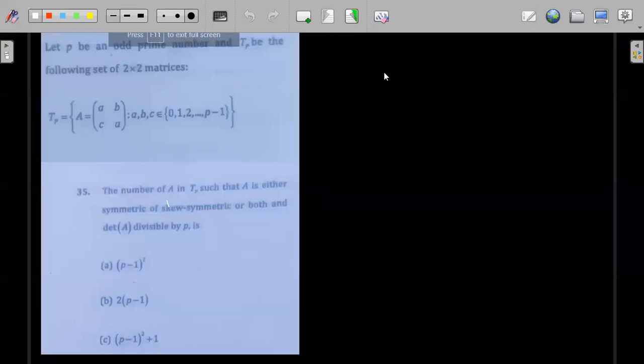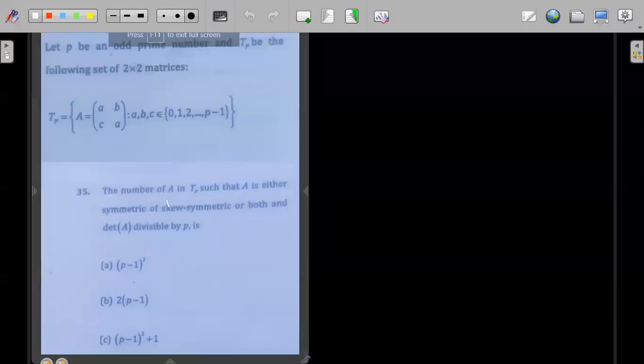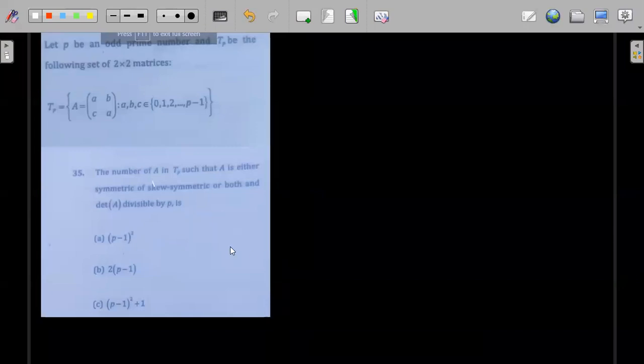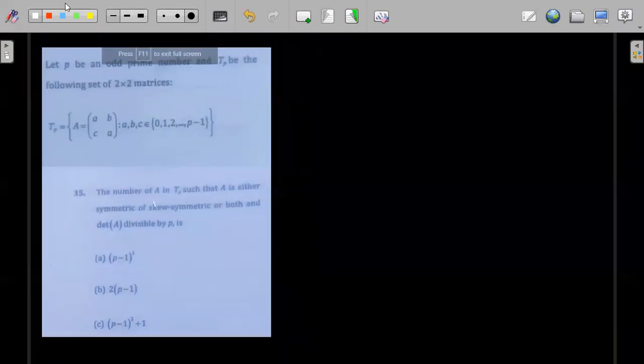Okay, so this was the question which we were doing yesterday. Let's see, I'll try to solve it once again. This was the question where they have given that p is equal to an odd prime number, and a, b, c, d.